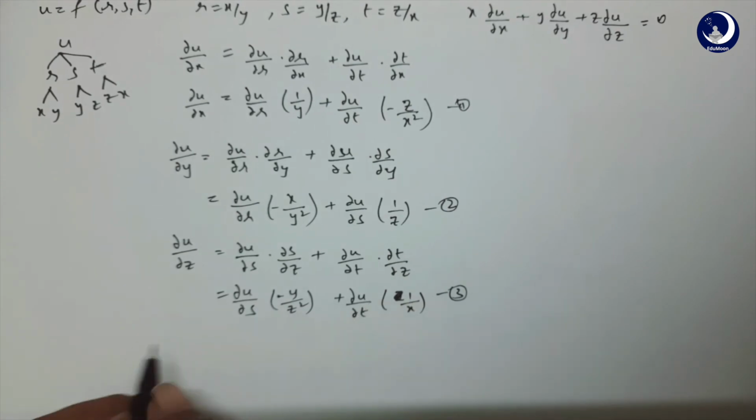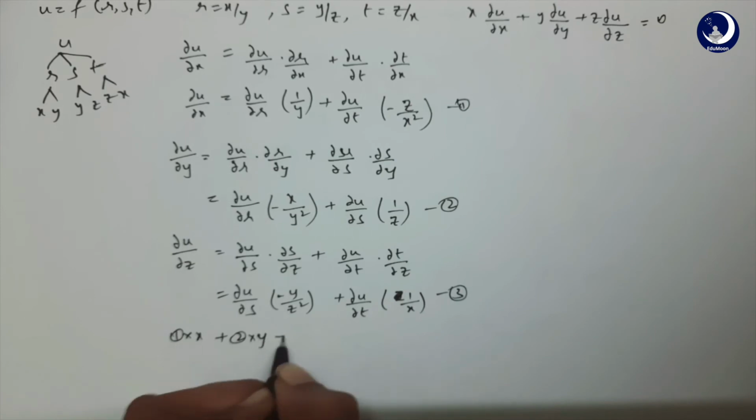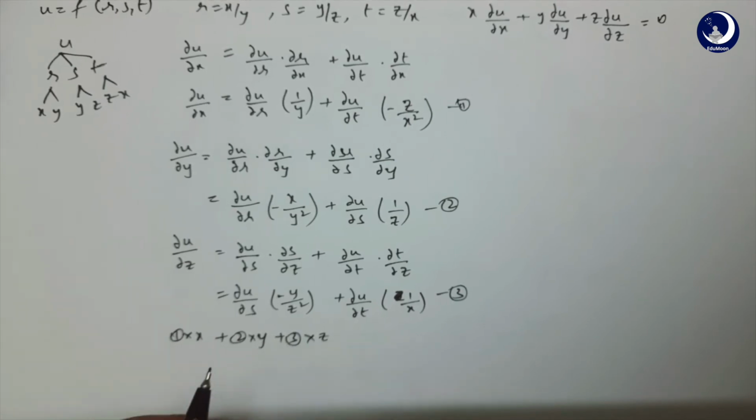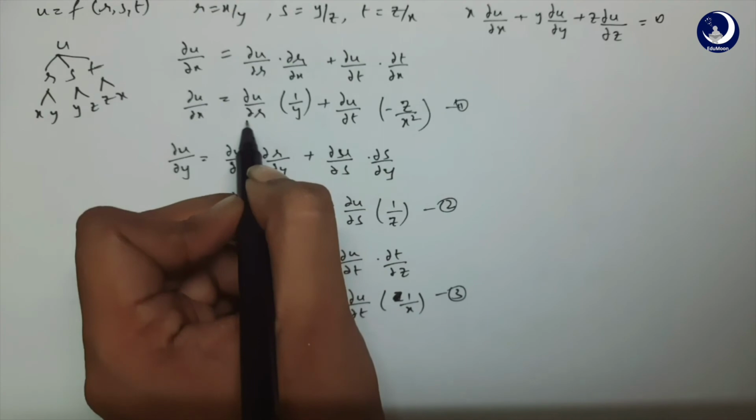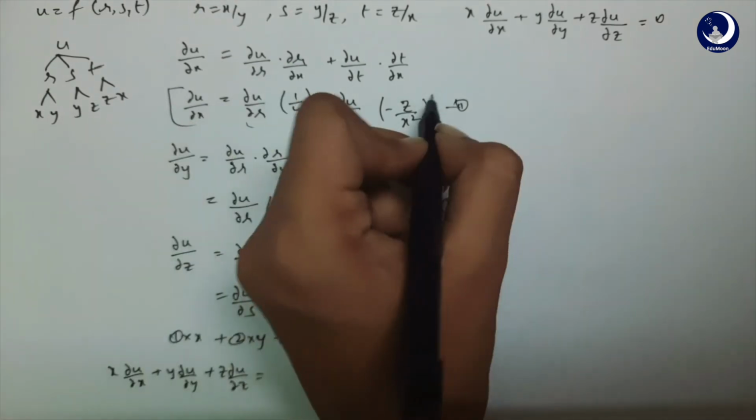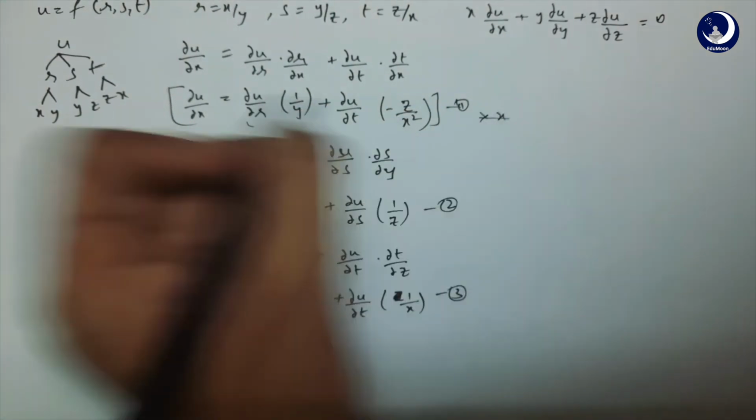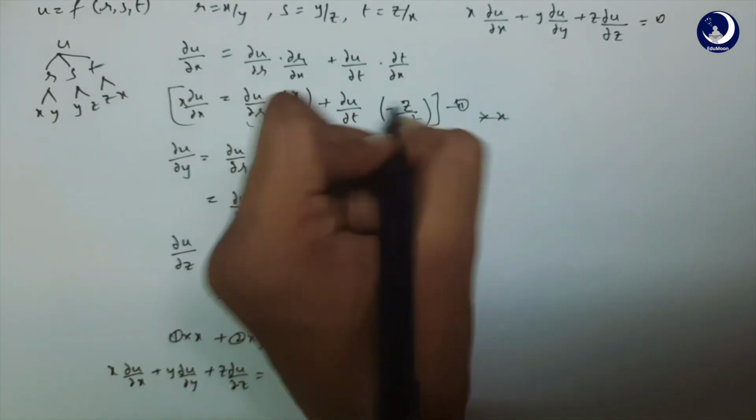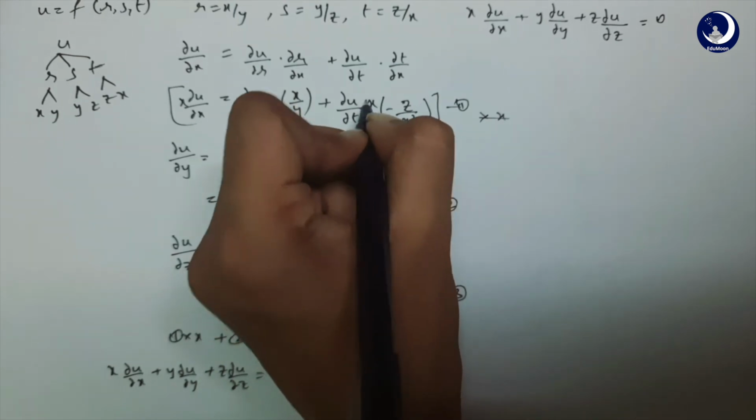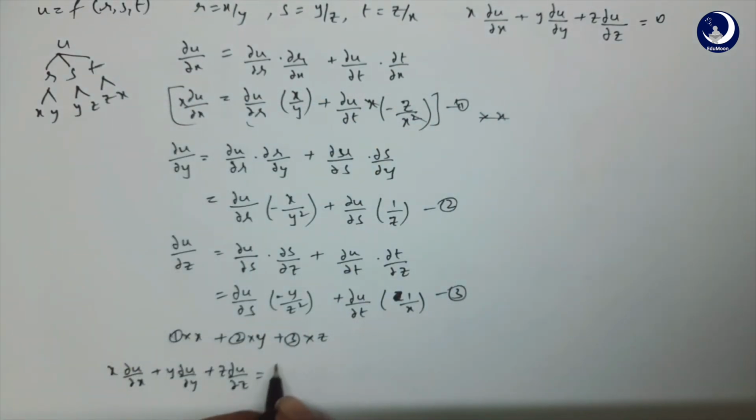Now equation 1 into x plus 2 into y plus 3 into z would give us x ∂u/∂x plus y ∂u/∂y plus z ∂u/∂z. So this whole equation we're multiplying with x. So this is going to get x, we're going to get another x over here, and another x over here. This x and this x get cancelled.